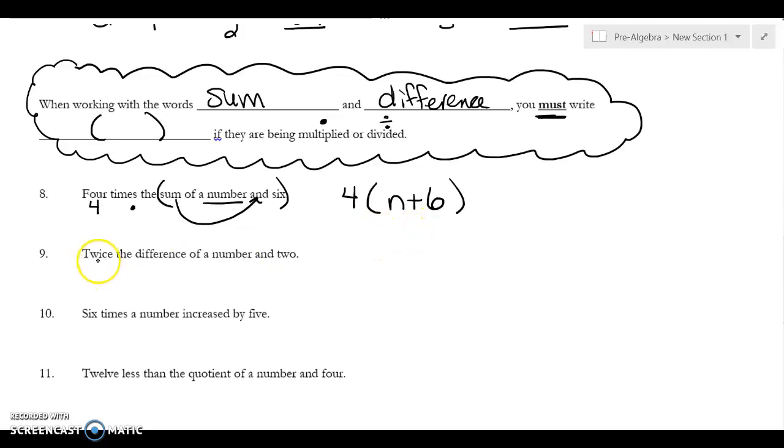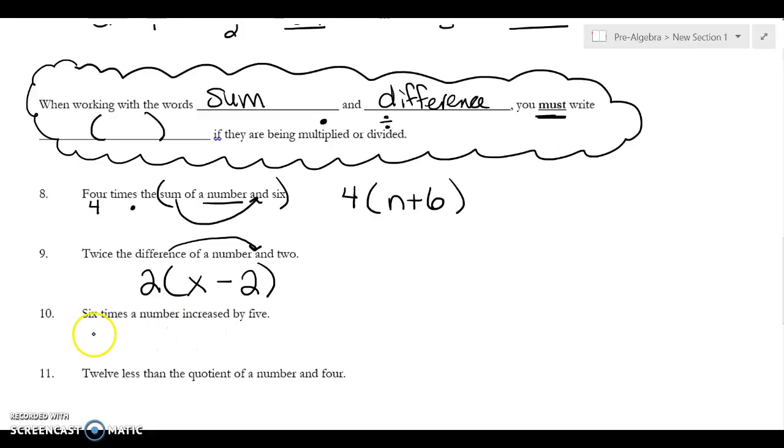For this one, number 9, it says twice the difference. So it's 2 times the difference, because difference has parentheses. The minus sign goes where the "and" is. So again, we're doing the difference, and that's the "and", so it's a number. So I'm going to say x and 2.